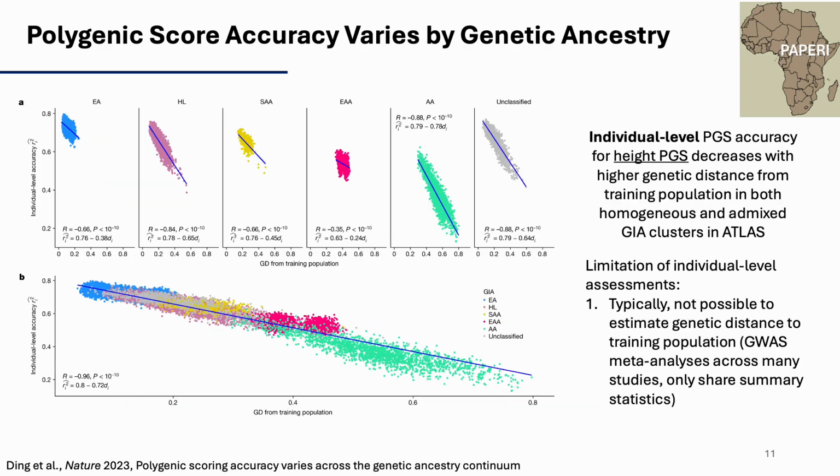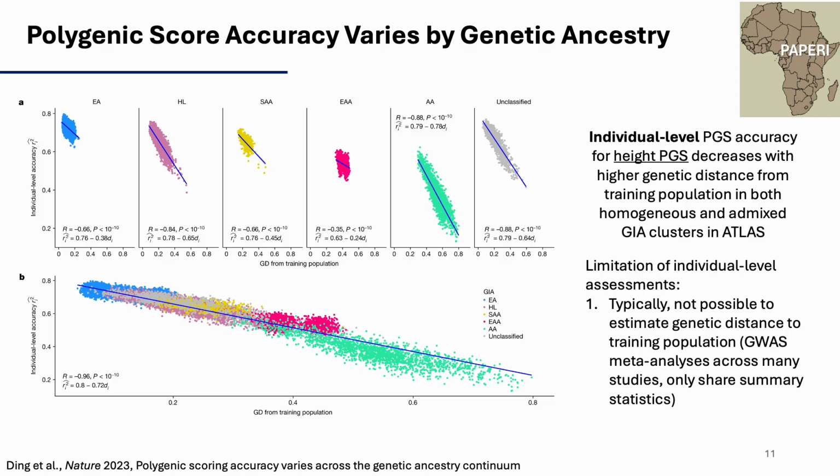This paper went on to demonstrate how individual-level PGS accuracy can be evaluated in the UCLA Atlas Biobank using a PGS of height as an example. Here they show that within each of these genetically inferred ancestry groups, represented by the different colors in this plot, PGS accuracy varies widely, with accuracy decreasing with increased genetic distance from the training population.